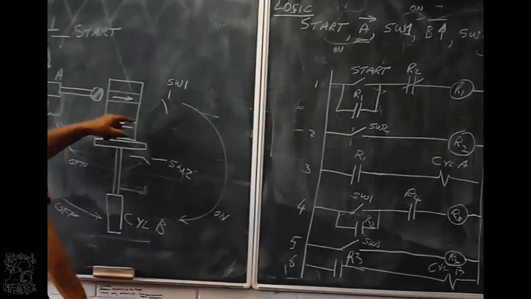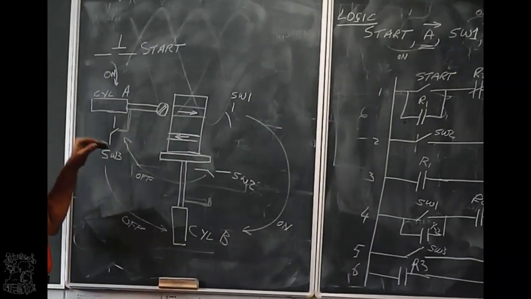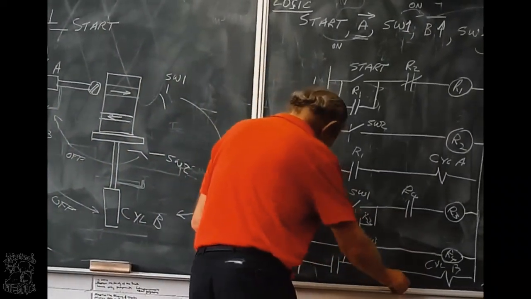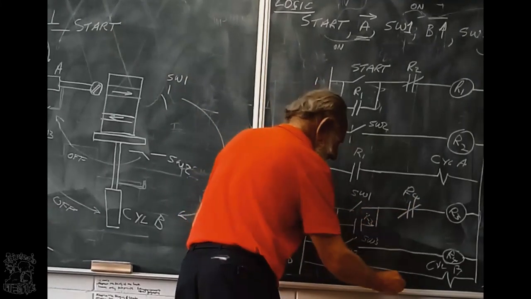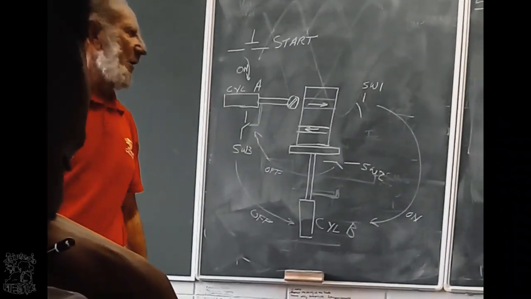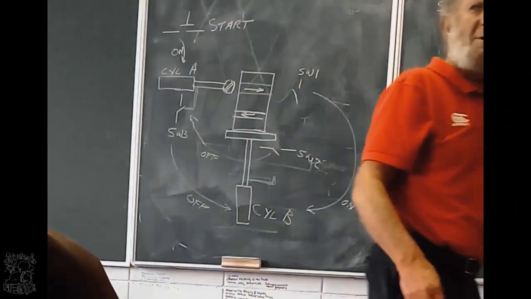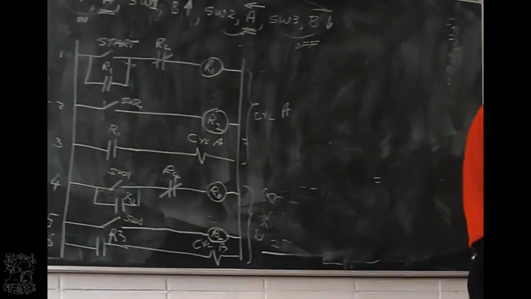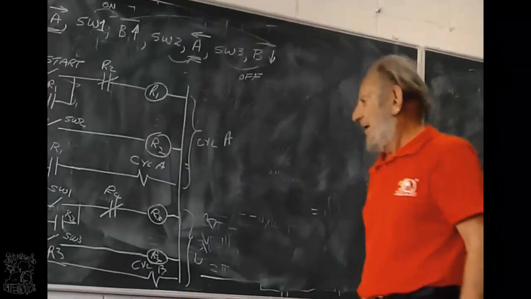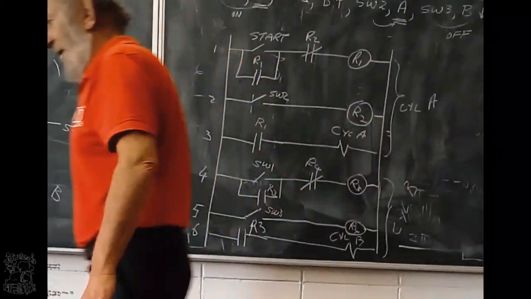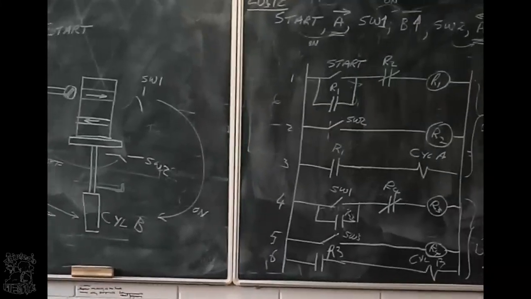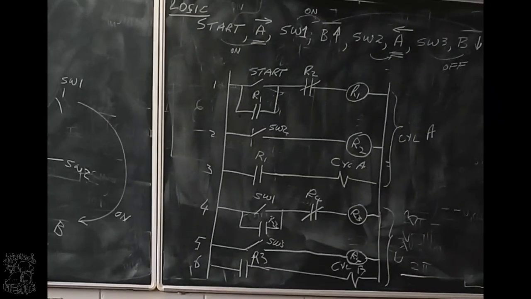When switch 3 is touched, that means when this is coming back, then relay 4 gets power. Oh, sorry, I see your problem. That goes open. It is normally closed. That goes open and relay 3 loses power and cylinder B goes back down. Must be normally closed, otherwise the latch is drawn off.